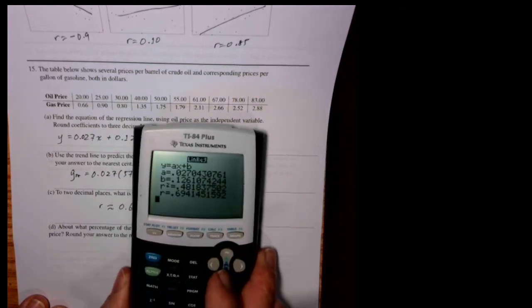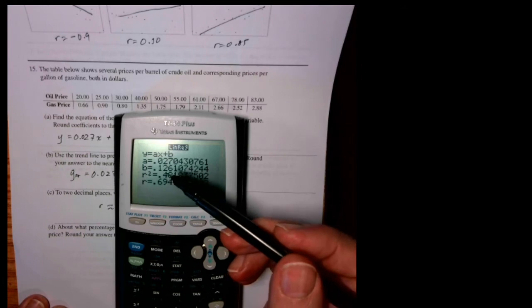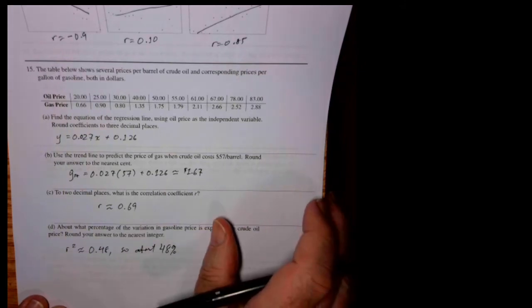About what percentage of the variation in gasoline price is explained by crude oil price? Round your answer to the nearest integer. Well, for that, we need r squared, and we can see from the screen here, r squared is about 0.48. So r squared is approximately 0.48, so about 48% of the variation in gasoline price is explained by crude oil price. All right, what's next?